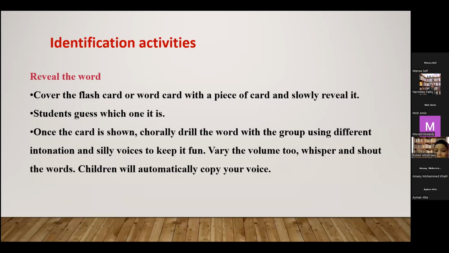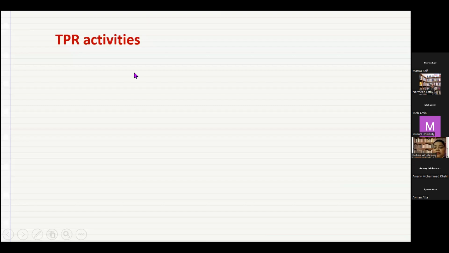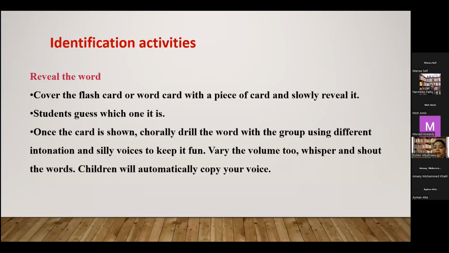This is what we call reveal the word, and this helps them to remember the meaning of the word because it's a picture and they have to say the word itself. This is a very good game. They like it very much. I wish you could try it. This helps the teacher to check their memorization, whether they know the word of the picture or not. This is a very good one.